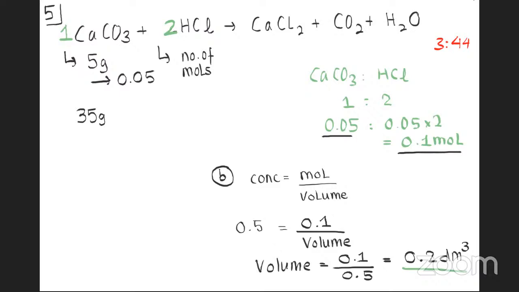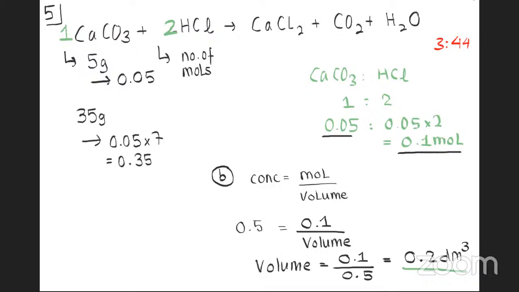Now, the mass of calcium carbonate increases from 5 grams to 35 grams, which is 7 times the original mass. And therefore, the mole is also going to be 7 times. It's going to be 0.05 times 7, which is 0.35, I think. Let me double check. 0.05 times 7, which is 0.35.